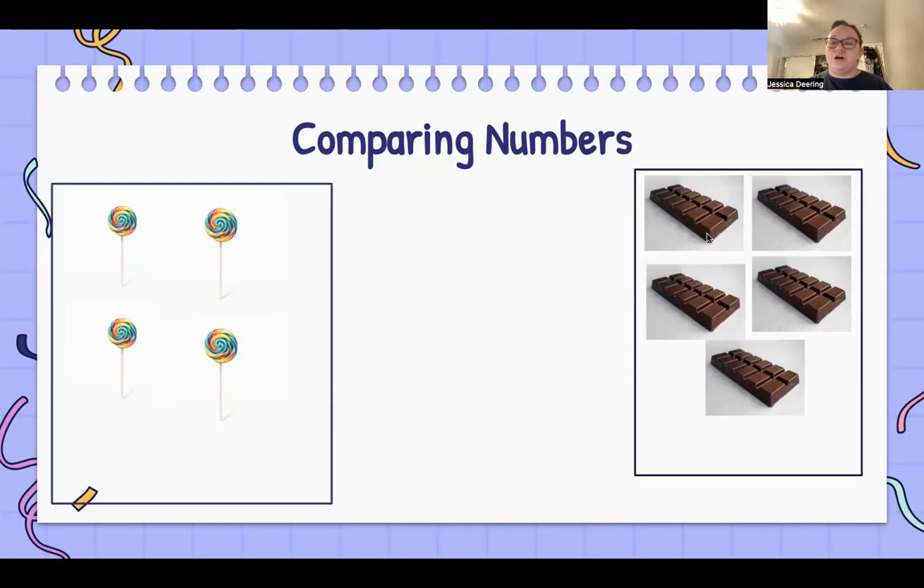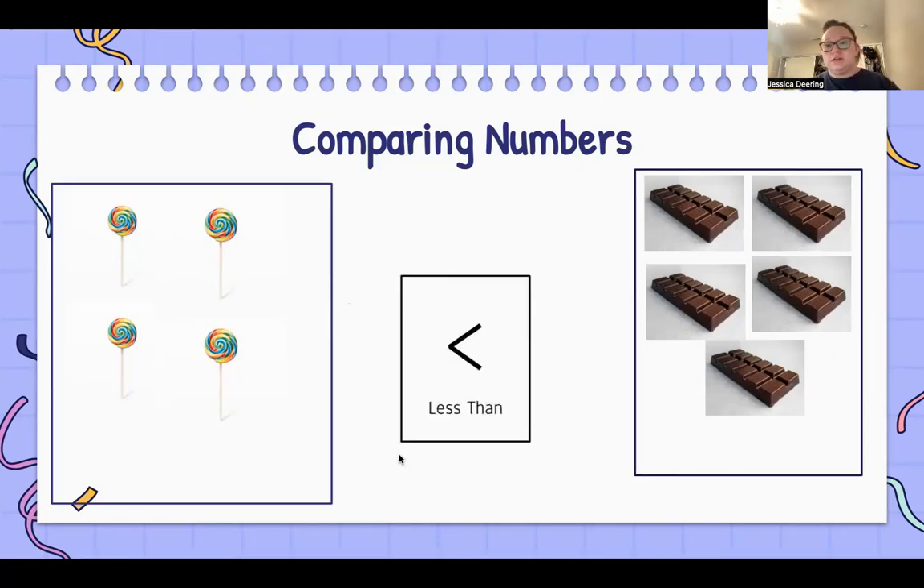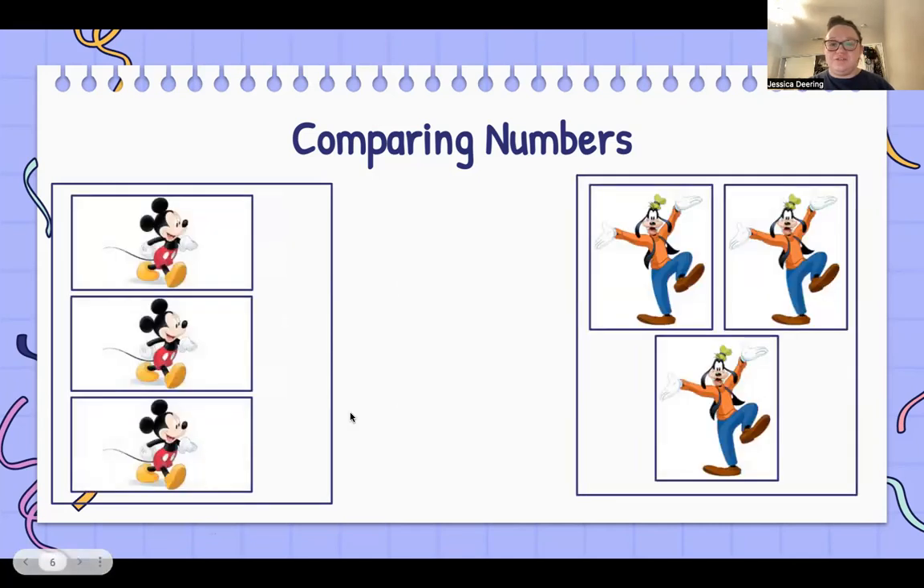That's right, there are more chocolate bars because let's count them again. We have 1, 2, 3, and 4 lollipops. And in this group, we have 1, 2, 3, 4, 5 chocolate bars. So our alligator is going to go this way because there are more chocolate bars and there are less lollipops, right? There's less lollipops than there are chocolate bars. Very good. Okay, let's do one more example.